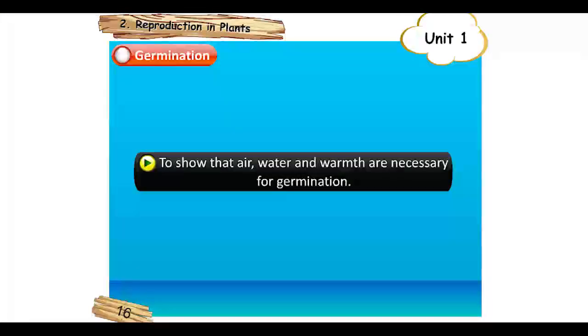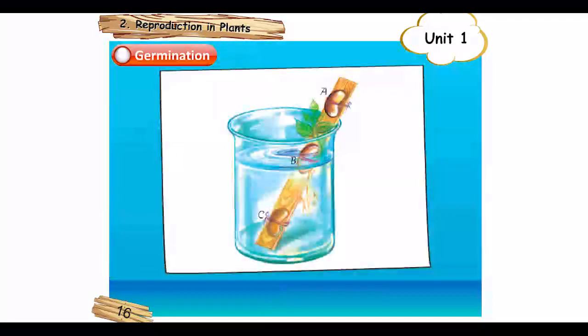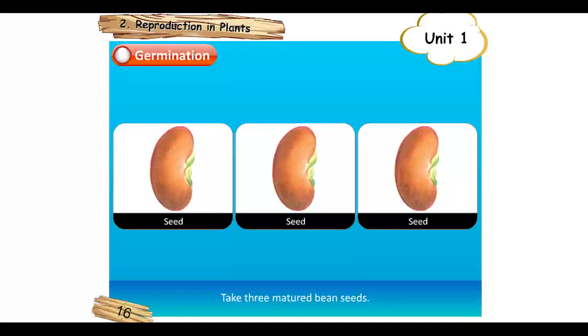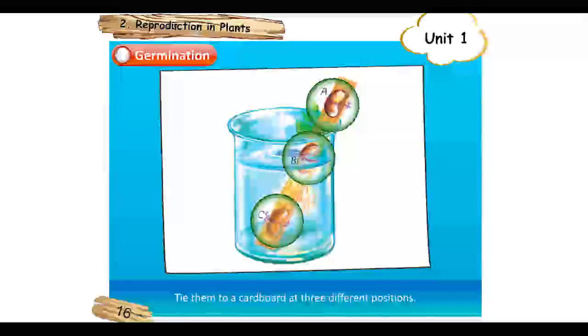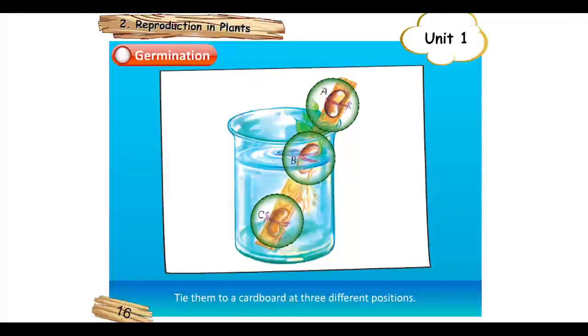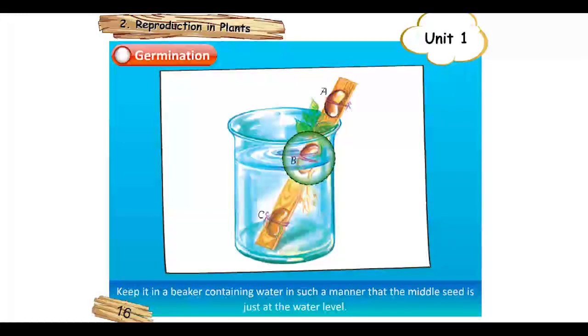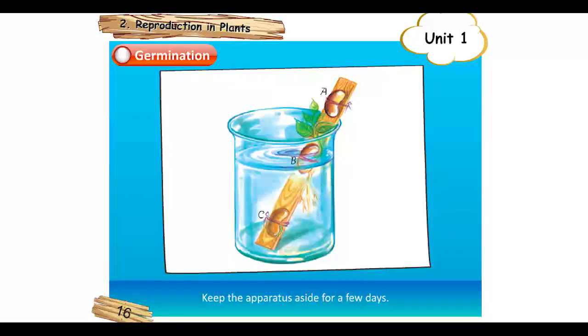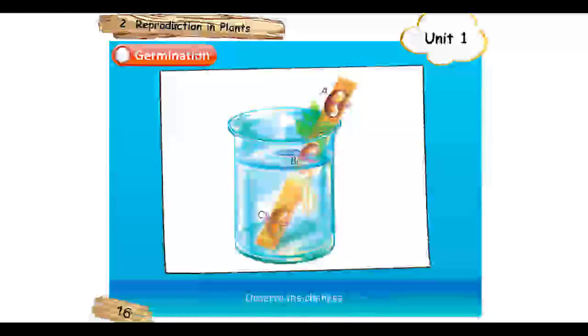To show that air, water, and warmth are necessary for germination, here is an activity. Take 3 matured bean seeds. Tie them to a cardboard at 3 different positions. Keep it in a beaker containing water in such a manner that the middle seed is just at the water level. Keep the apparatus aside for a few days.